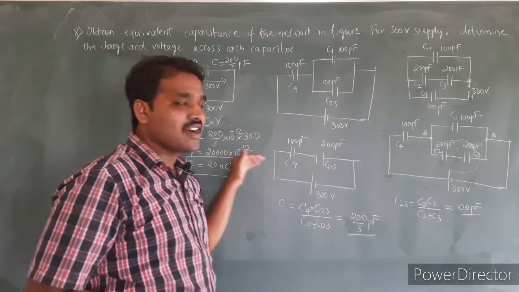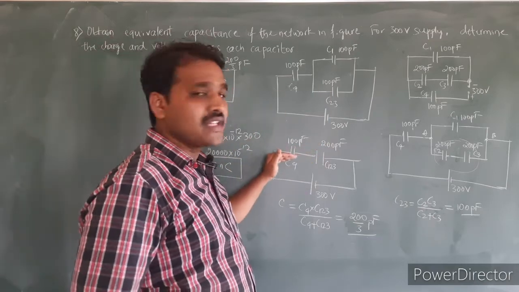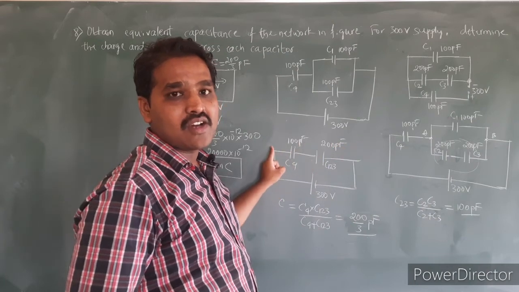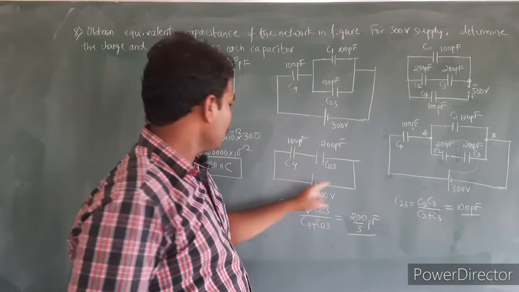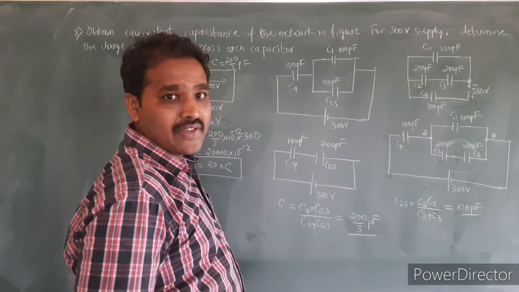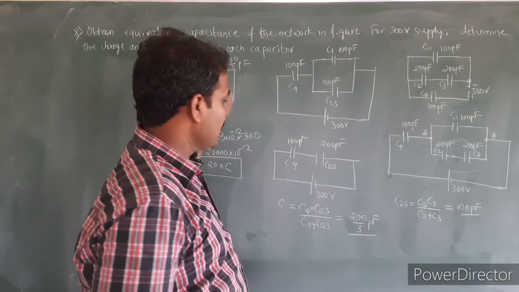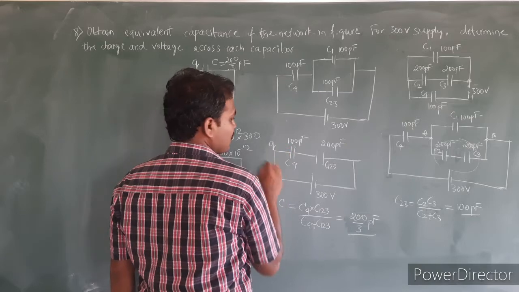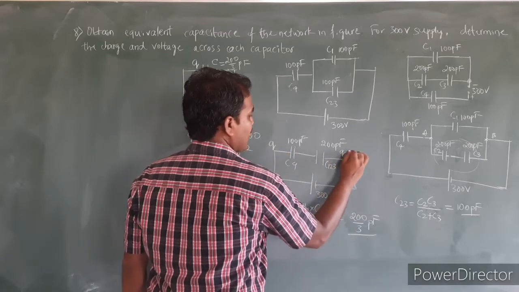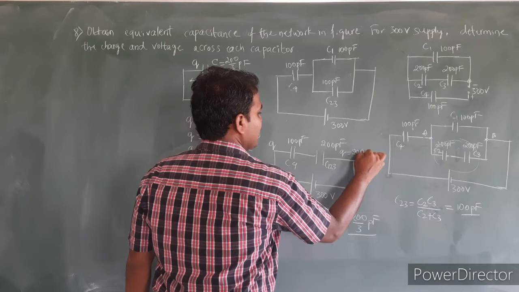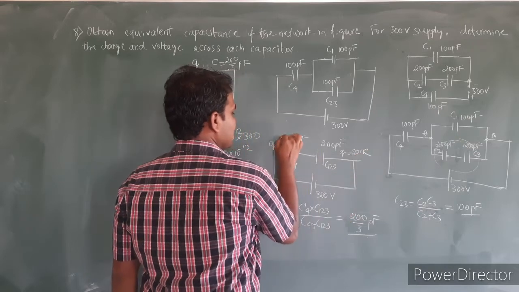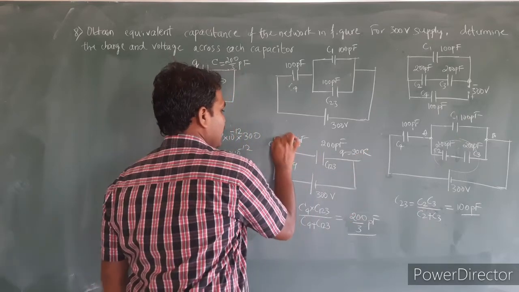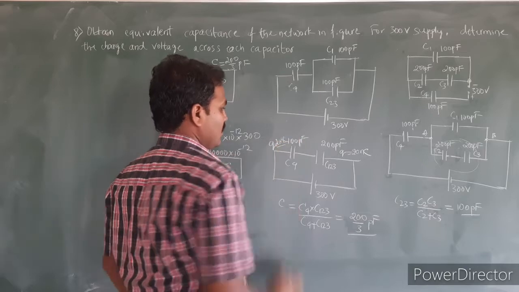Here these two capacitors are in series combination. When the combination is a series combination, the charge stored in each capacitor will be equal to the charge stored in the effective network. So here also the charge stored will be the same. Here also I will have the value of Q, that is equal to 20 nanocoulomb. In both capacitors, the same charge of 20 nanocoulomb will be stored.